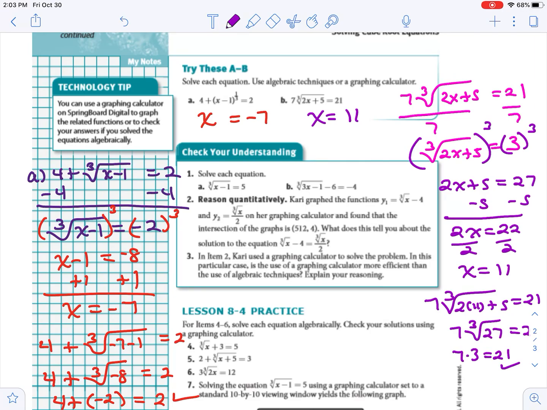And that's really all we need to be able to do with the cube root equations, and we can also check them on our graphing calculator, and we'll save some of those to do in class.